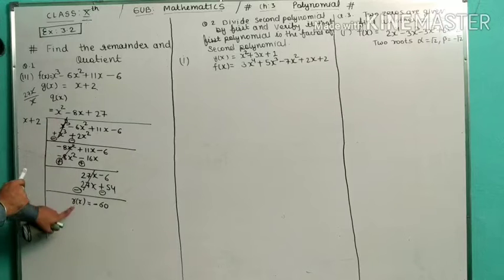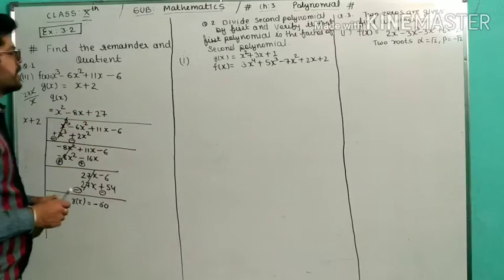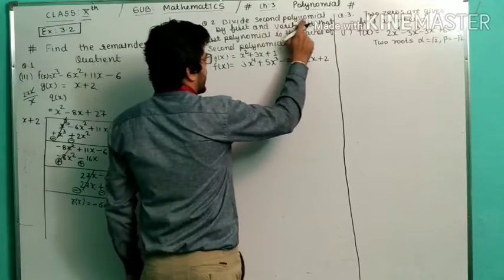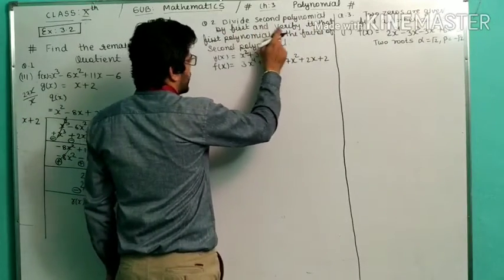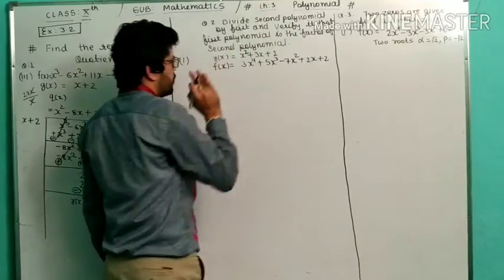So this is the solution. The remainder is minus 60 and the quotient is x square minus 8x plus 27. Now we are moving towards the second question. Divide the second polynomial by the first and verify whether the first polynomial is a factor of the second polynomial or not.